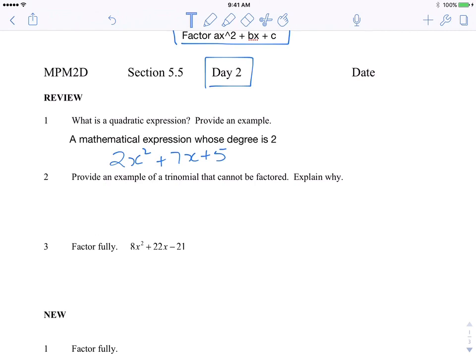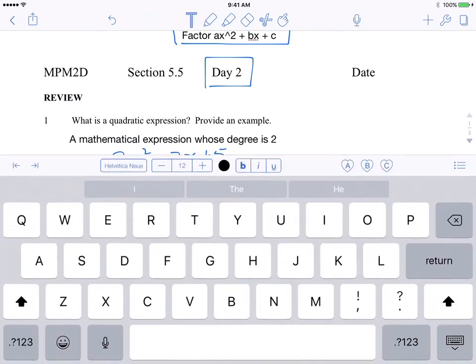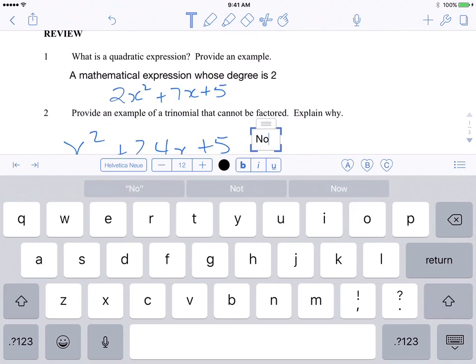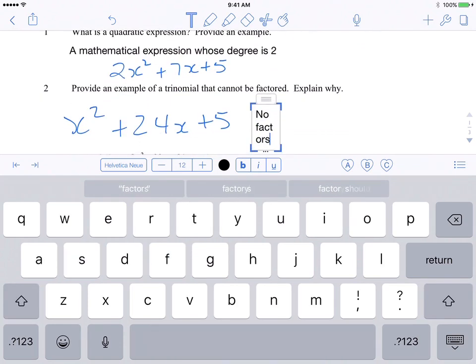Provide an example of a trinomial that cannot be factored. Explain why. So a trinomial that can't be factored, how about x squared plus 24x plus 5? Because there are no factors. Let's add a text box here. No factors.